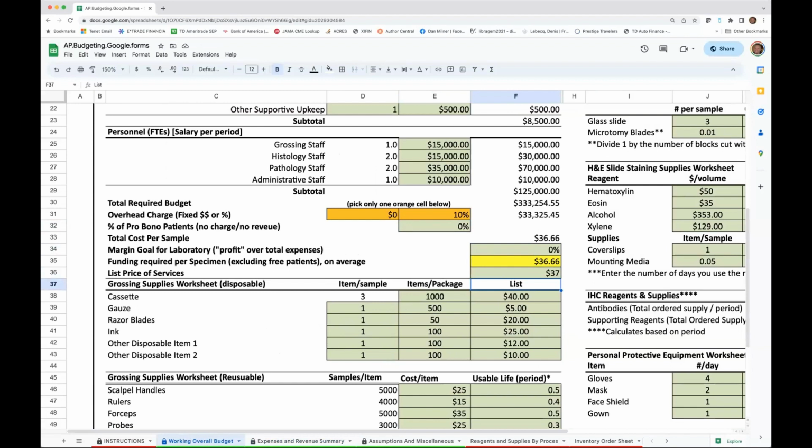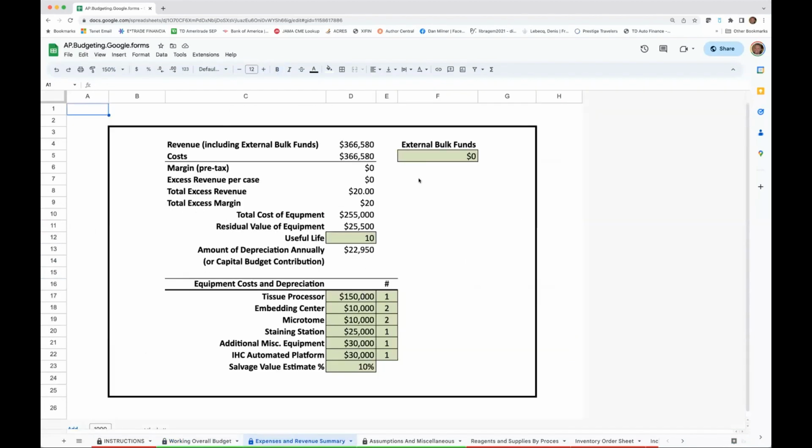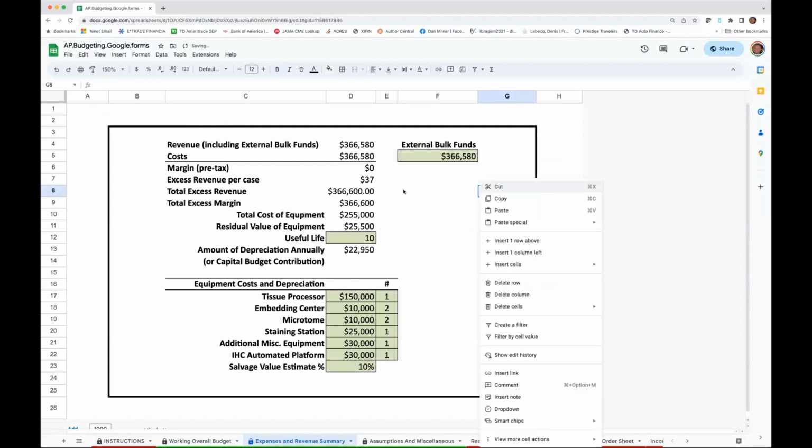So no one's paying us anything. All the money is coming from the government. So we don't have a margin. So when we come over to our expenses and revenue summary, what we can do is say, okay, our revenue is $366,580. Our cost is $366,580. The government needs to give us $366,580, right? That's what our budget needs to be from the government for us to run that lab.